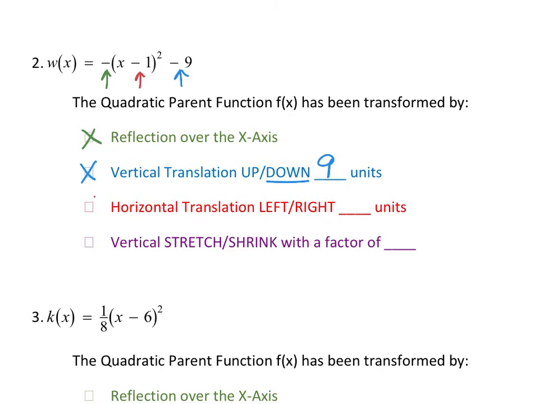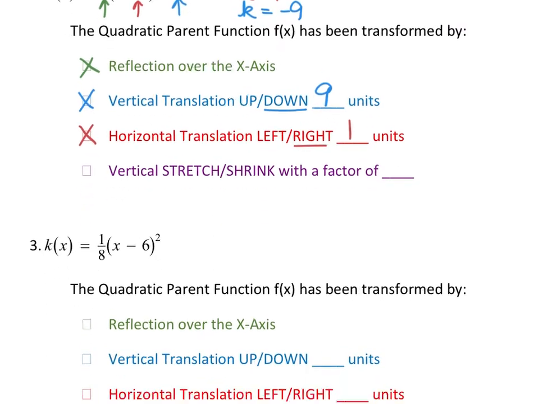And since we're subtracting a number on the inside, that number we're subtracting is 1, so we're moving to the right 1 unit. Because A would be equal to -1, H is going to be equal to 1, and K is going to be equal to -9. Those are all the numbers that I've substituted into Vertex Form to create these transformations.